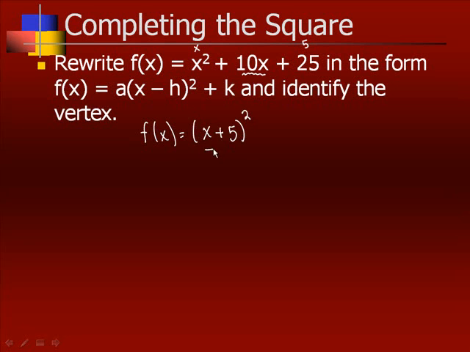What that tells us is the x value of the vertex is the opposite sign, which would be negative 5. The y value of the vertex is the number out behind the square term, which there's not one, so that would be 0.